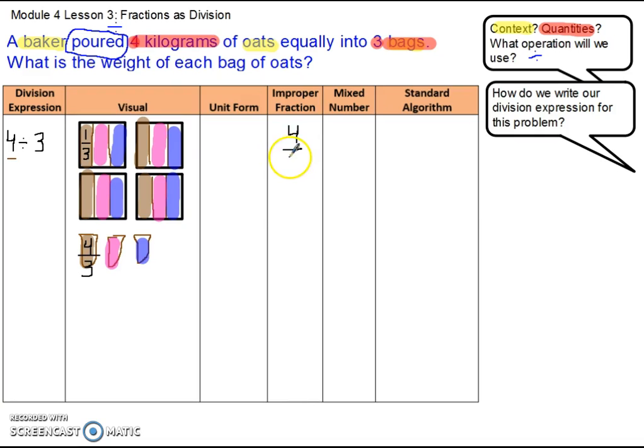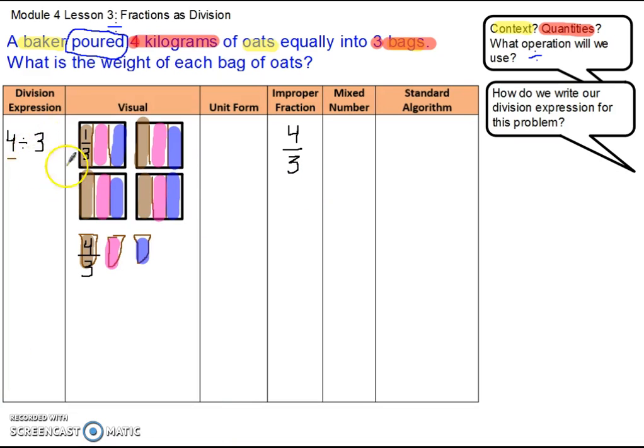And if you take a look at our conjecture up on our board, we said when we're dividing a number by another number, that first number will be in our numerator and that second number will be in our denominator. So our conjecture works for this problem.